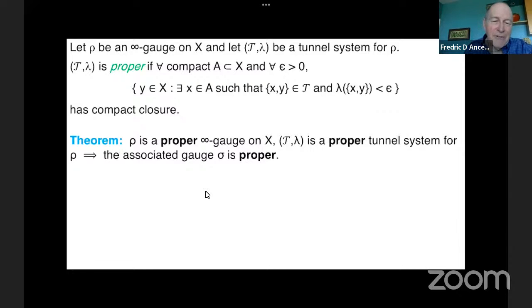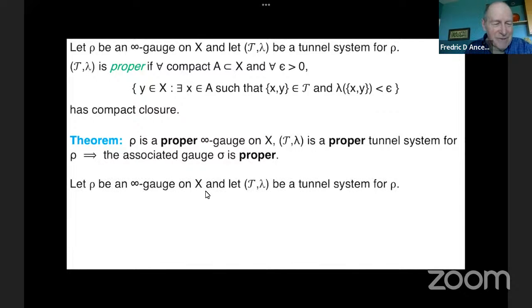So we now have a technique for coming up with proper finite value gauges. You start out with a proper 3 development that gives you a proper infinity gauge. Then you devise a proper tunnel system, and then the associated gauge will be proper. And so that's what we've got to do to come up with proper gauges.